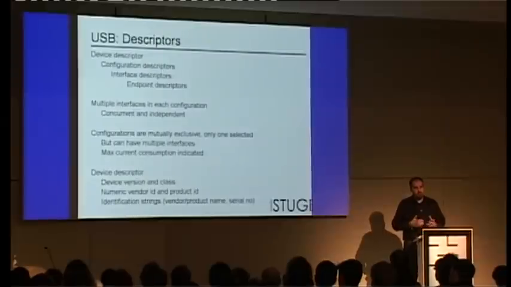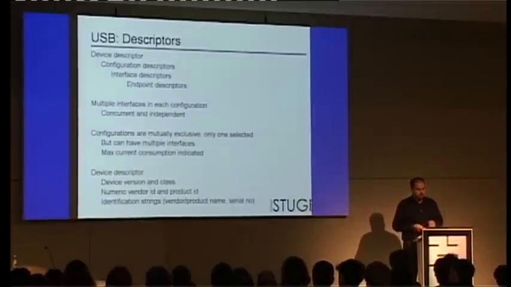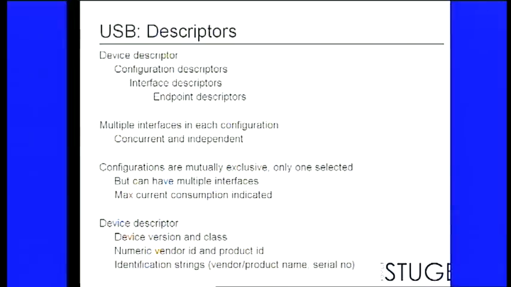Descriptors. There's an overall device descriptor. There's just one in each device. It has various information about the device, like the manufacturer ID and the supported spec number and so on. It's on the bottom. Inside is configuration descriptors. So one configuration or multiple configurations. Inside each configuration are interface descriptors, zero or more. And inside each interface descriptor is zero or more endpoint descriptors. So there can be multiple interfaces in each configuration.